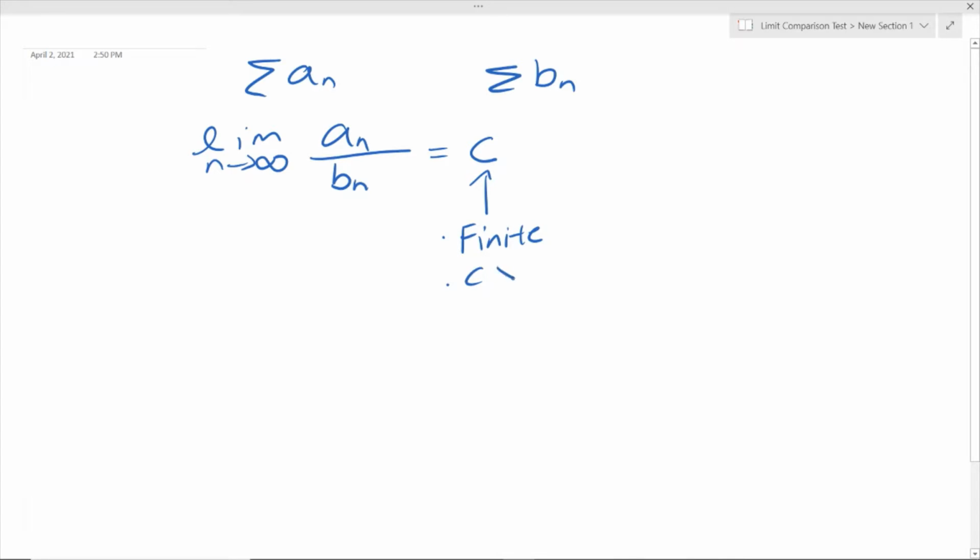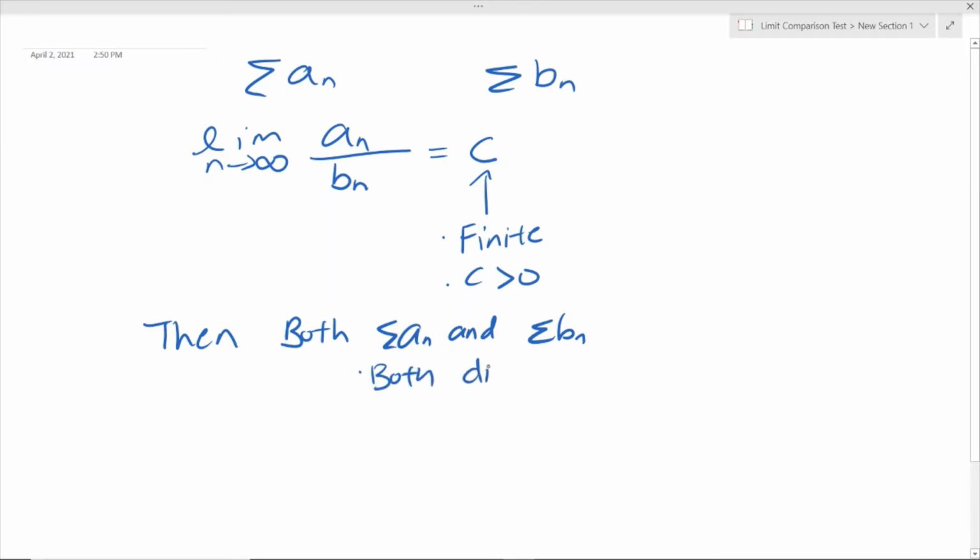and if C is greater than 0, then this basically proves that both AN and BN, these series, behave the same. That is, if they both behave the same, then that means they either both diverge or both converge.